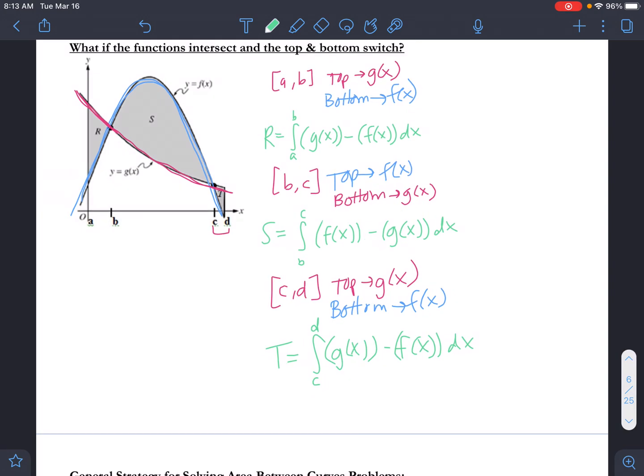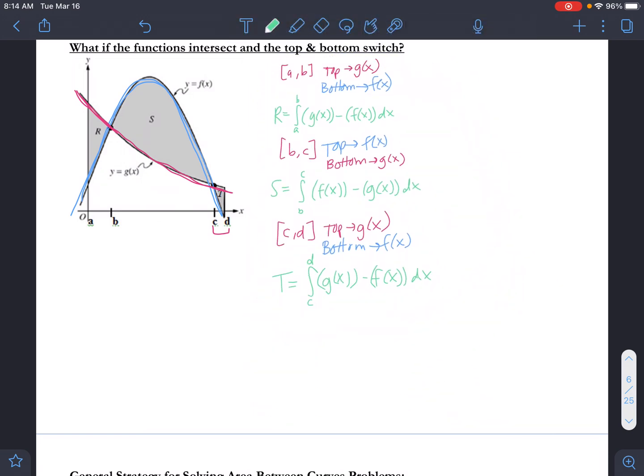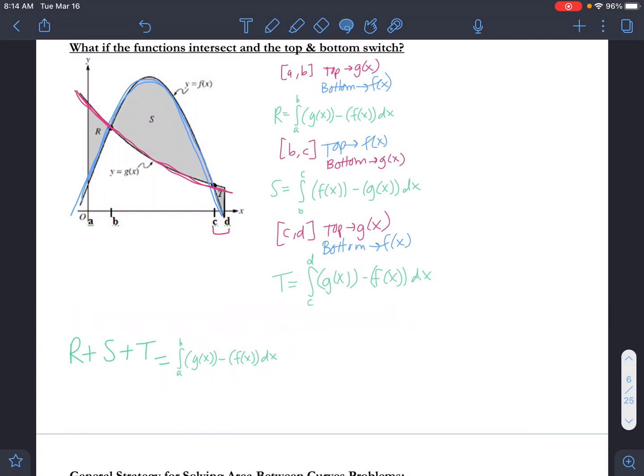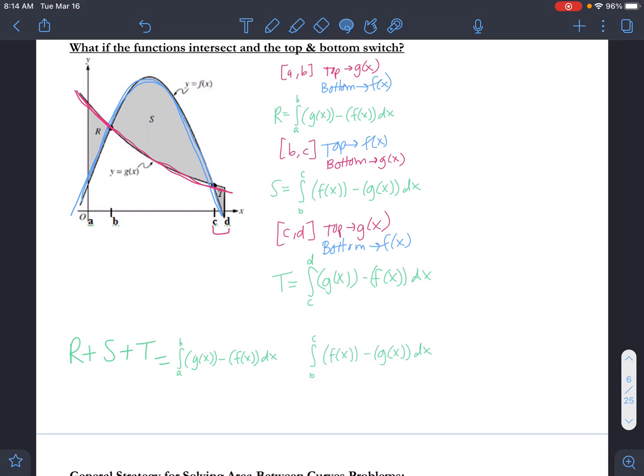Okay, so if you were adding those three things together, it would look something like this. If you're trying to find the area between the two curves, r plus s plus t would be, I'll be a little bit efficient here, we can do some copy and paste. So it'd be this guy plus s, okay, and then plus t. Adding those three together.